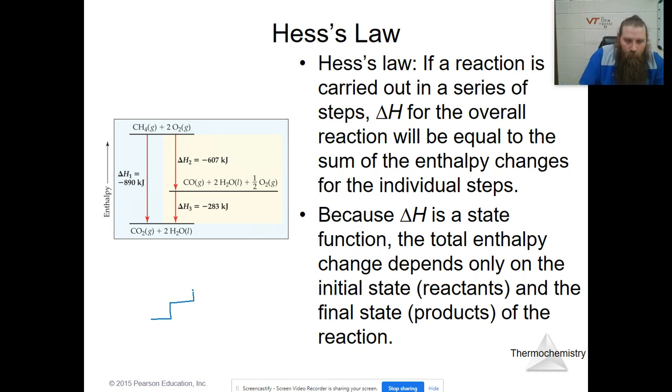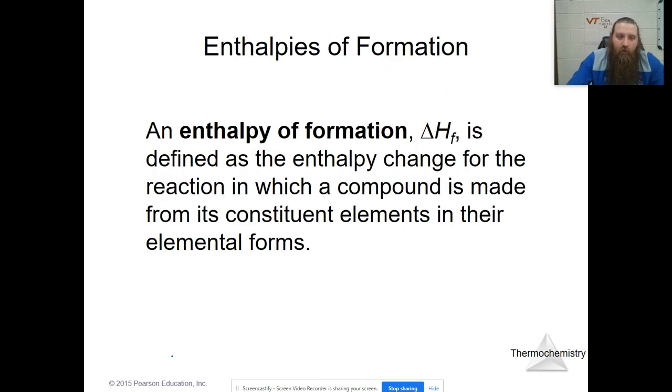Basically, the distance from A to B is the same whether you go up the steps or you take the straight path. That's what they're saying, all right? Since delta H is a state function, the total enthalpy change depends only on the initial state of the reactants and the final state of the products. What does that look like?